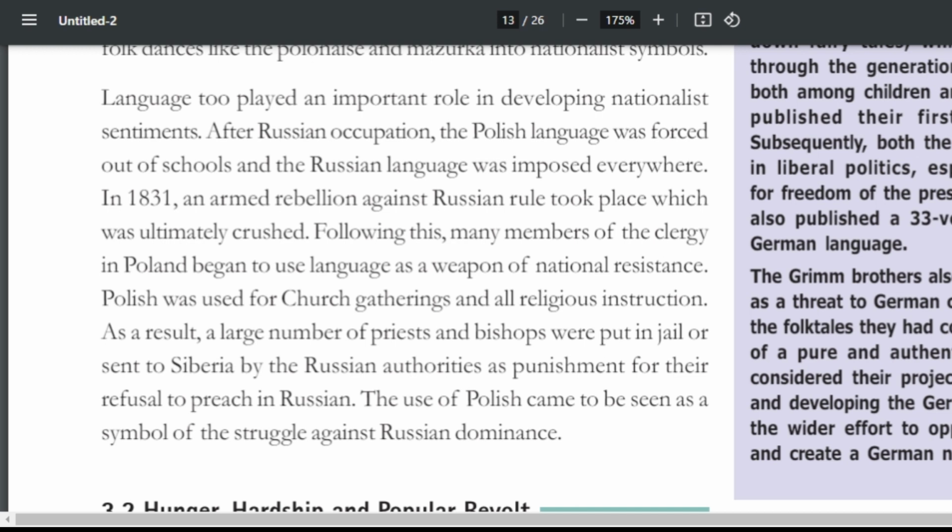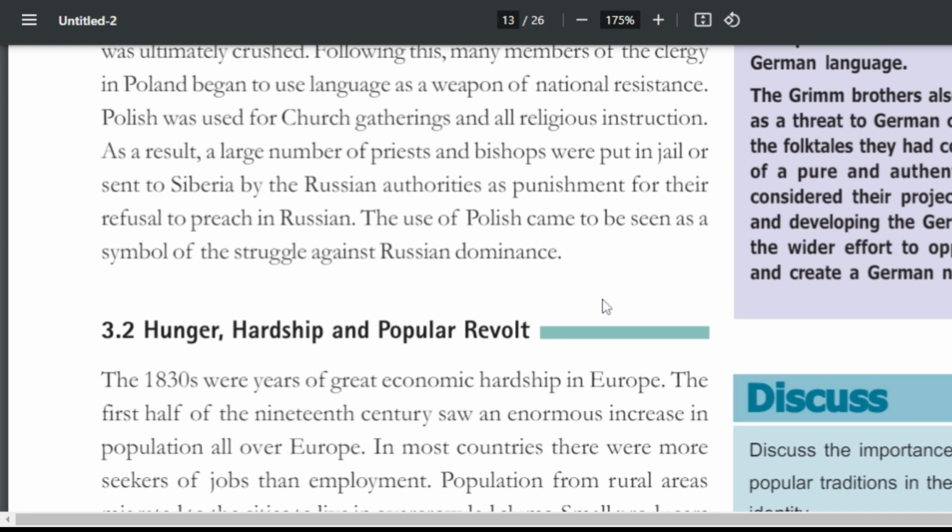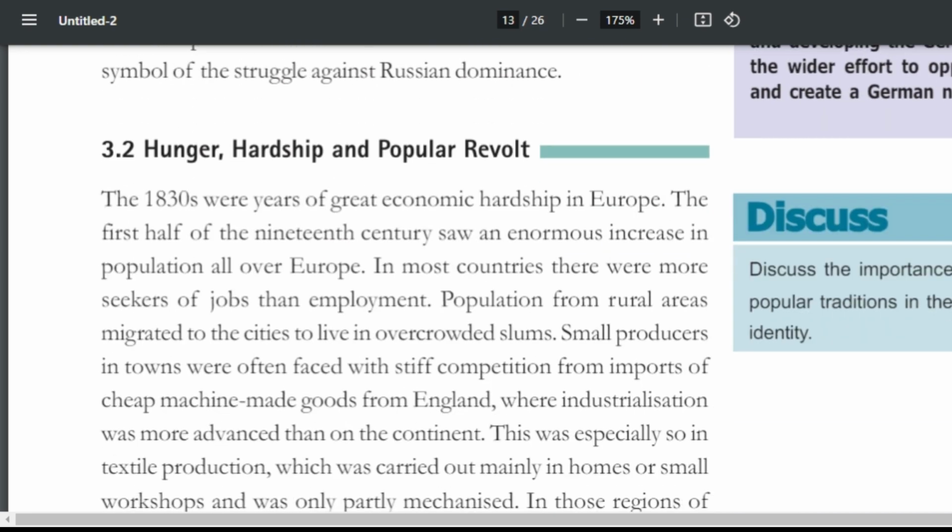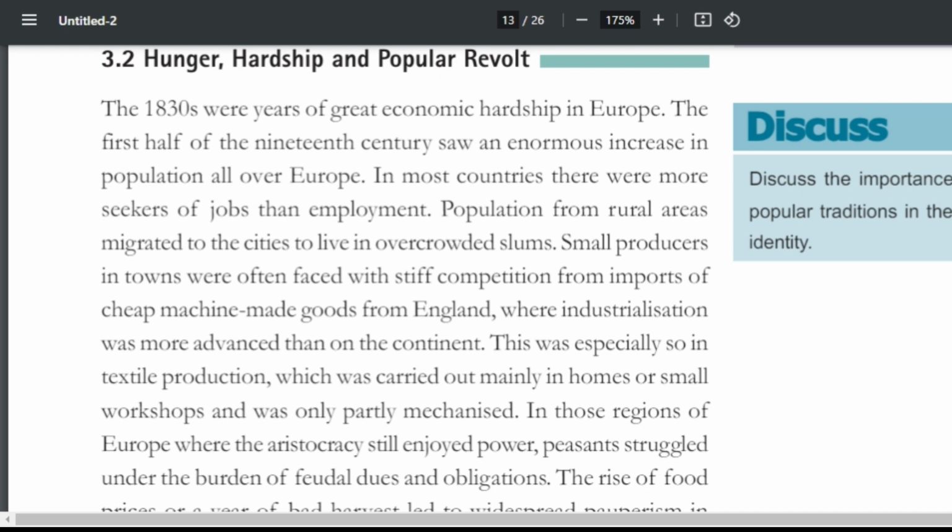As a result, a large number of priests and bishops were put in jail or sent to Siberia by the Russian authorities as punishment for their refusal to preach in Russian. The use of Polish came to be seen as a symbol of struggle against Russian dominance. Hunger, hardship, and popular revolt.